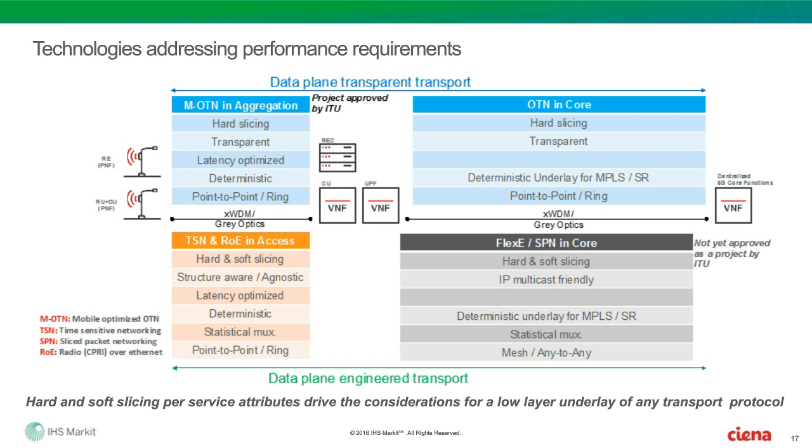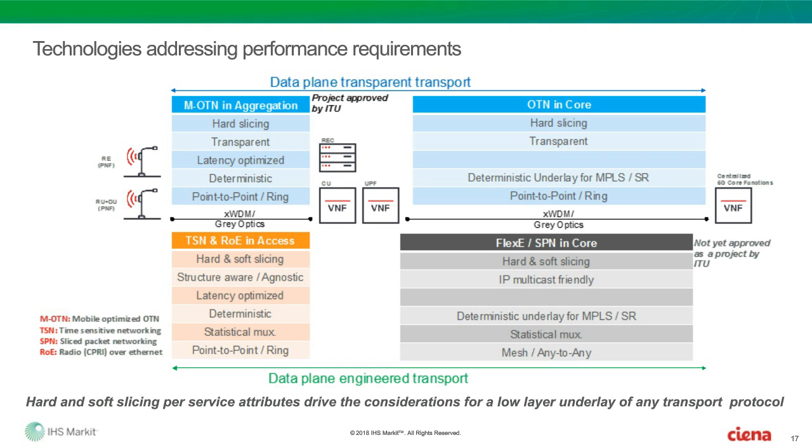On the right side, the other technology that is getting discussed in the industry, although not yet approved as an ITU project, is what is called SPN, which is a sliced packet network. It's a concept of turning FlexE into a network type of environment. Today, FlexE is largely a UNI type of management system, but this is basically turning it into a networking environment. By doing so, you can get some value on the hard and the soft slicing, IP multicasting, determinism as an underlay for MPLS-SR, and you still have the stat-mux gain.